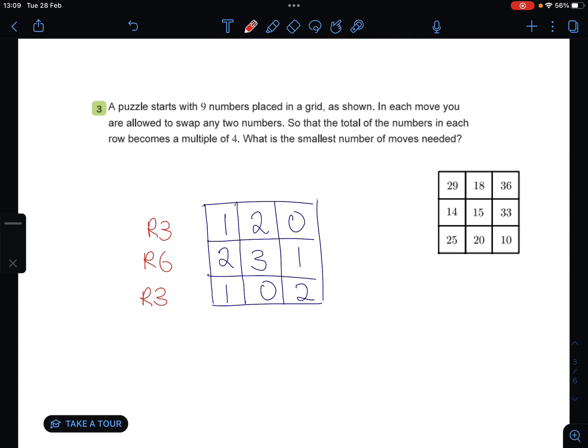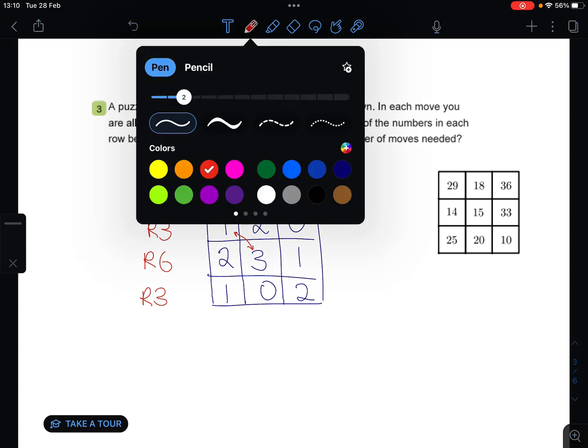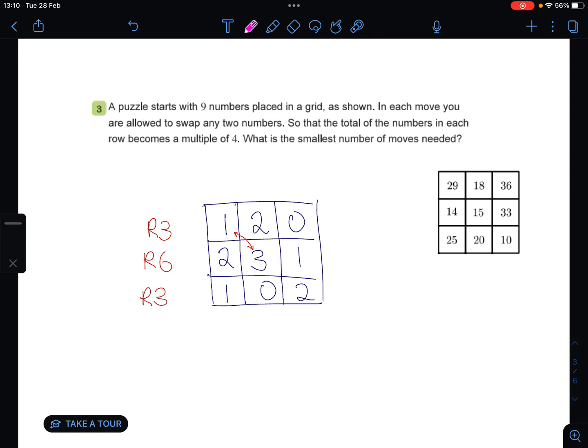So perhaps I could swap, I need to reduce that total remainder by 2. So I'm going to swap that number in the middle to reduce that remainder by 2. So now, I'll do it in a different colour so you can see the second step. Our remainder in the first row is going to be 2 higher, so that's going to be 5. Then our remainder in the second row is 2 less, which is going to be 4, and our remainder in the third row is unchanged. So we've still got to make another move.